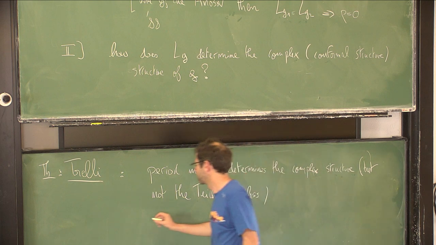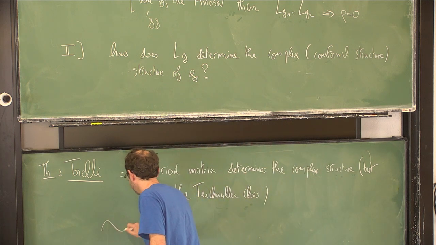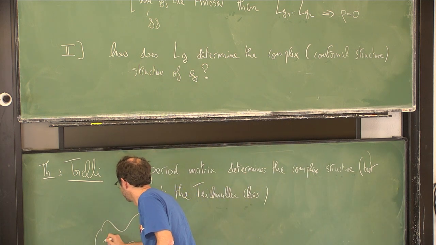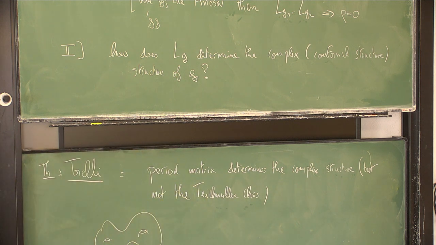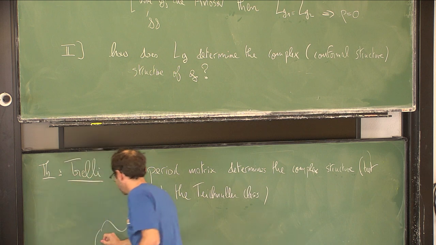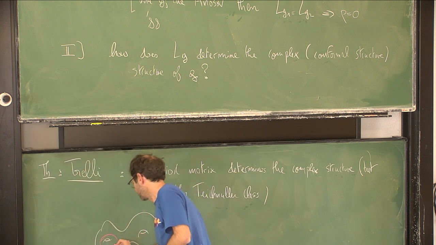So what is the period matrix? You take your surface. Let me take a genus two surface. You take a symplectic basis for the homology.